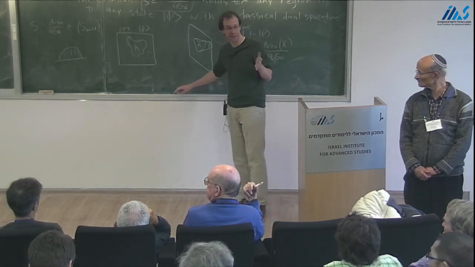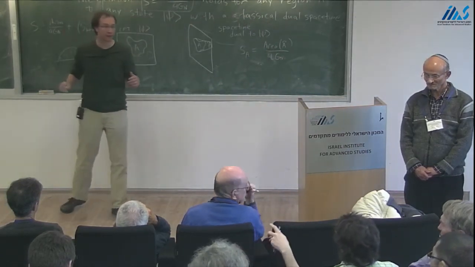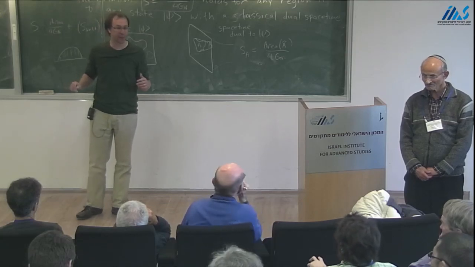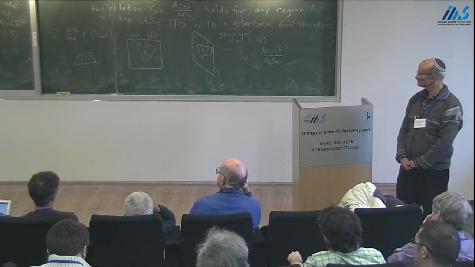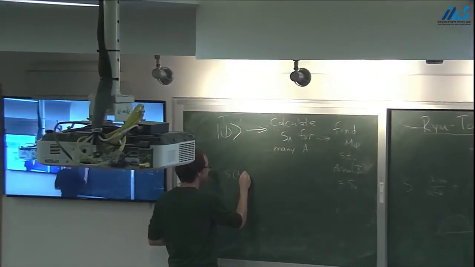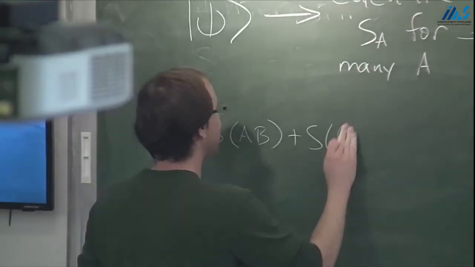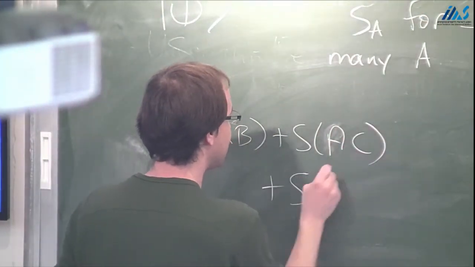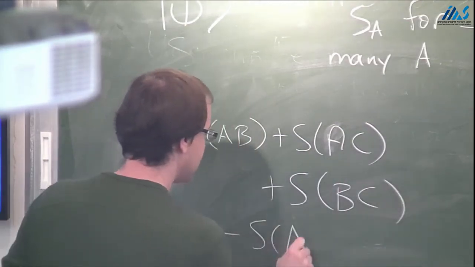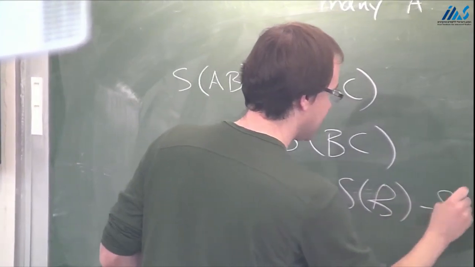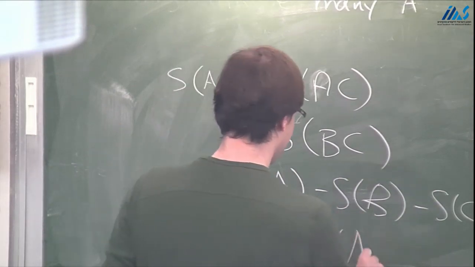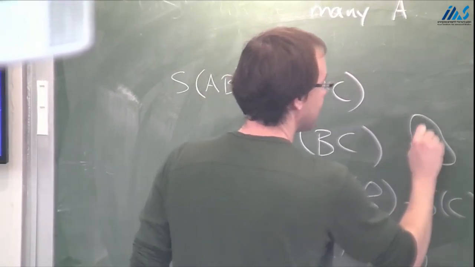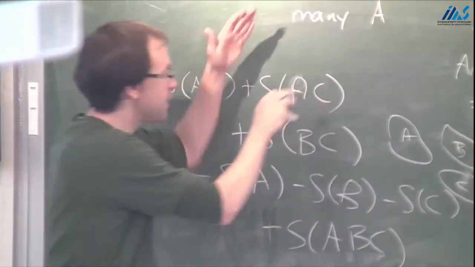Let me mention one particular result. Let me refer to one particular result of Hayden, Hedrick, and Maloney, where they showed that there's some combination of entanglement entropies that you can write down: S of C plus S of..., minus S of ABC. Okay, so considering three regions, there's some combination of entanglement entropies.